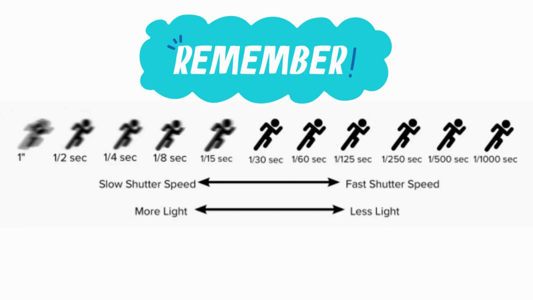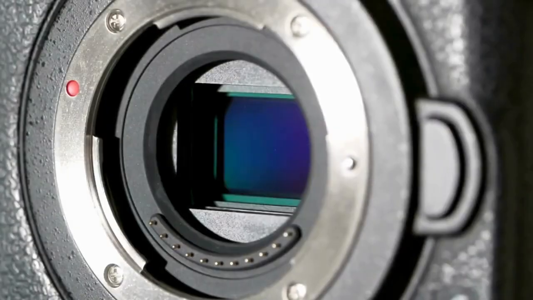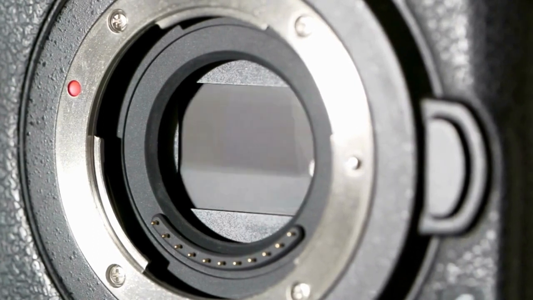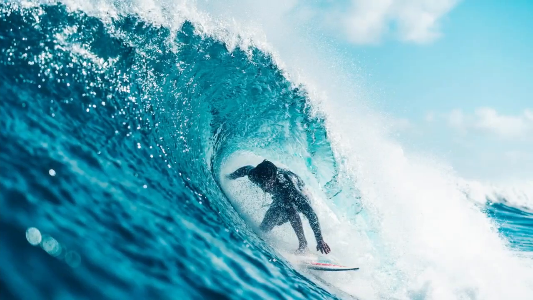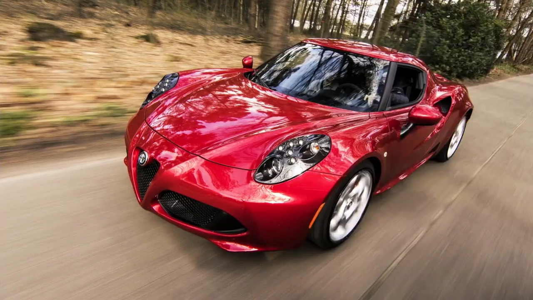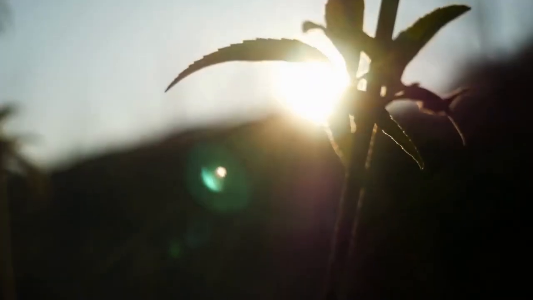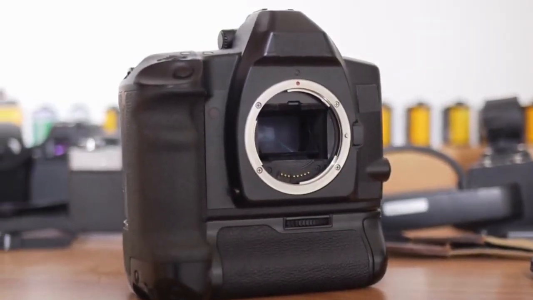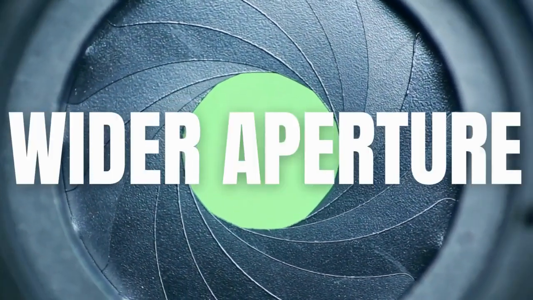So when we have a lower number, that means that it is a slower shutter speed, and when it's a higher number, it's a fast shutter speed. And also remember, whenever you're using a faster shutter speed, when you're trying to freeze motion or capture fast-moving objects, this will limit the amount of light that is reaching the camera sensor, so you may need to compensate by using a wider aperture.